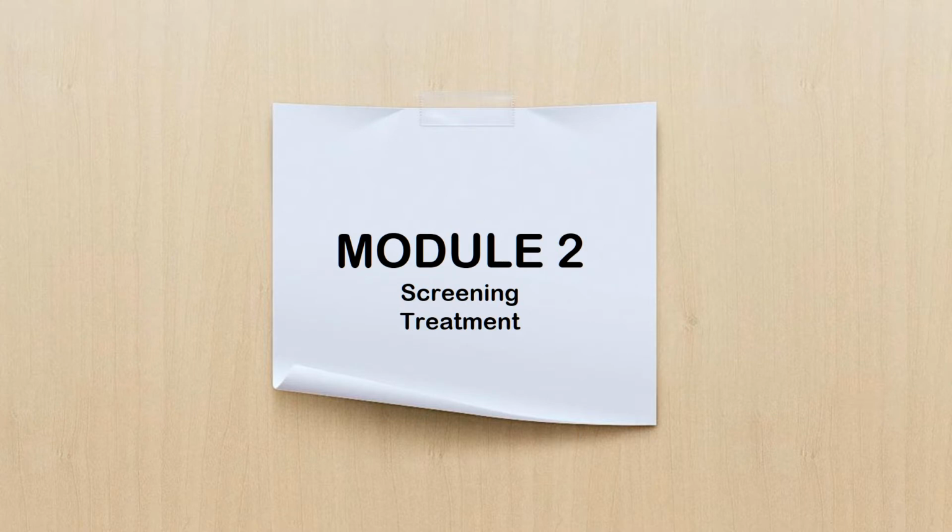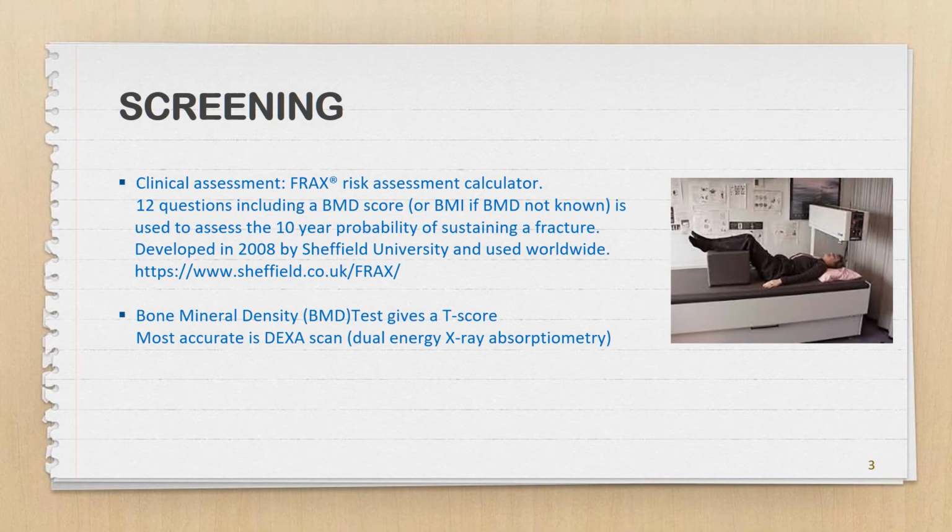Now we move on to Module 2, where we'll look at screening and treatment for osteoporosis. In terms of screening for osteoporosis, the clinical assessment that's used worldwide is known as the FRAX score, or the fracture risk assessment. There are 12 questions, including a bone mineral density score. If that's not known, body mass index is asked for, and it assesses the 10-year probability of sustaining a fracture. It was developed by Sheffield University back in 2008 and now is used internationally.